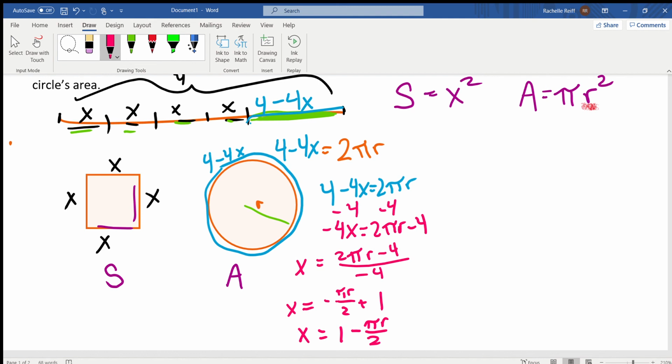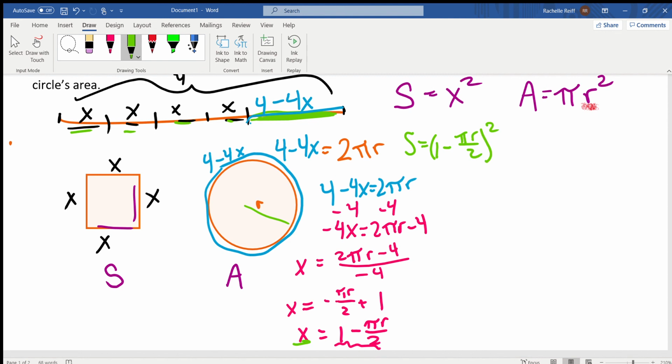Well, remember the whole point of me doing this was so that I could replace the x up here with something that has to do with the letter R, or my radius. So that's all I'm going to do. Where you see that x, instead of the x, I'm going to plug in this stuff. So I'm going to write this as S is equal to, instead of x squared, 1 minus pi R over 2 squared, okay?